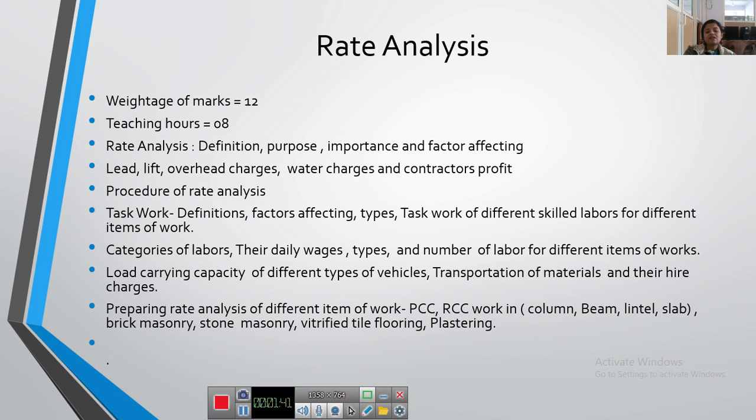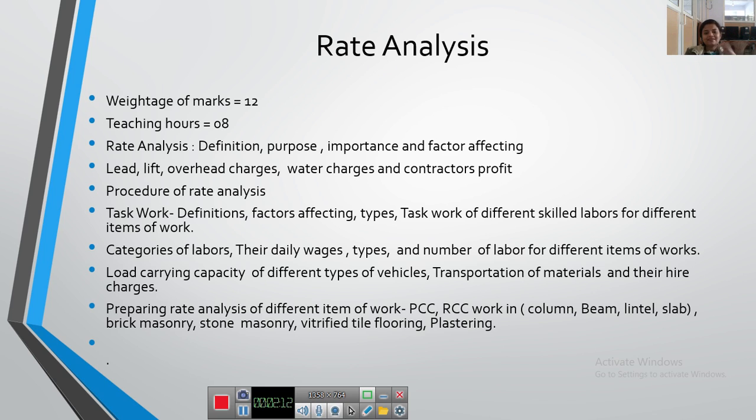Then load carrying capacity of different types of vehicles, transportation of materials, and their hiring charges. Means what are the different vehicles used in construction to transport raw materials like steel, cement, sand, and what are their hiring charges? Will it be on kilometer basis, hourly basis, or daily basis? That we are also going to discuss in this unit.